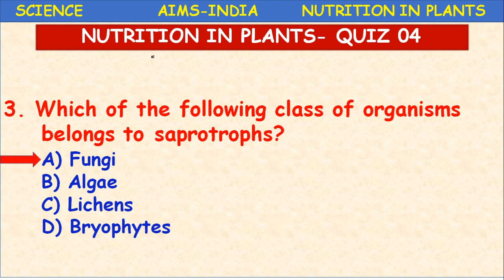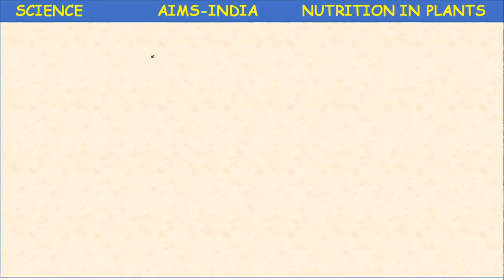Fungi. Okay. So why are they called saprotrophs? Because they decay and decompose the dead organisms and absorb the nutrients. So such organisms are called saprotrophs. Algae is autotroph. Lichens, it is symbionts. Bryophytes, again autotroph. Okay. Next.